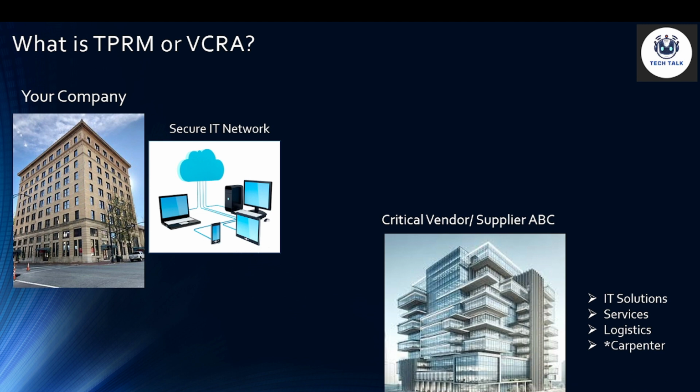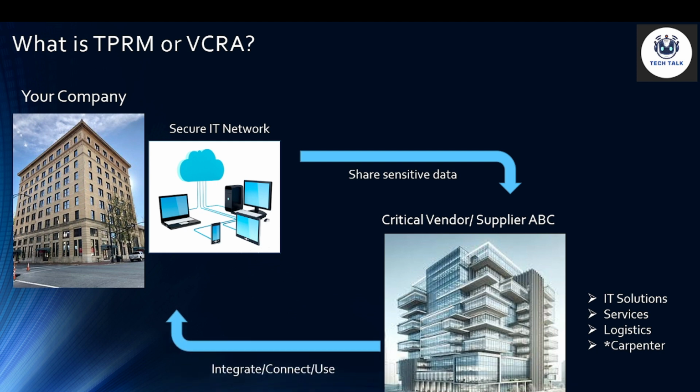Now, what might be an example? It could be an organization conducting IT solutions, conducting services, logistics. It could even be a carpenter. So I put an asterisk next to the carpenter because if this carpenter is critical to your operation, then it falls under this category. You may even have a vendor who you share sensitive data with. Now, some people or organizations may call it confidential data, and this vendor may even connect back to your network. So it has access to your network.